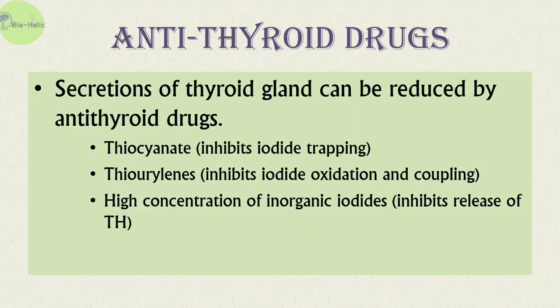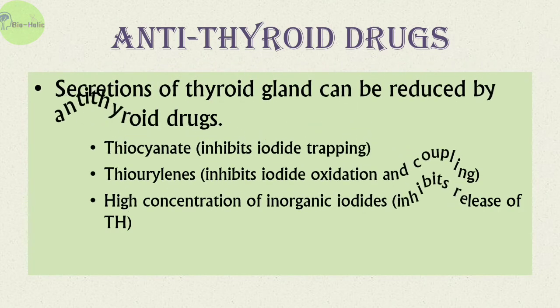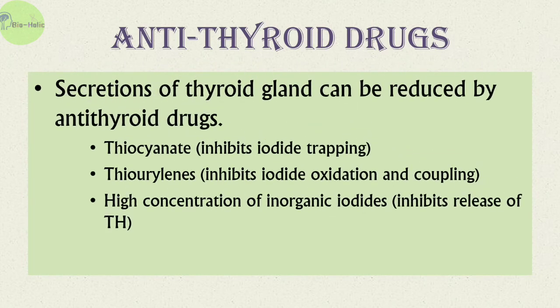Lastly, the anti-thyroid drugs. Secretion of thyroid gland can be reduced by application of these anti-thyroid drugs. For example, thiocyanate that inhibits iodide trapping, thiouracils that inhibit iodide oxidation and coupling, and a high concentration of inorganic iodides that inhibit the release of thyroid hormones.